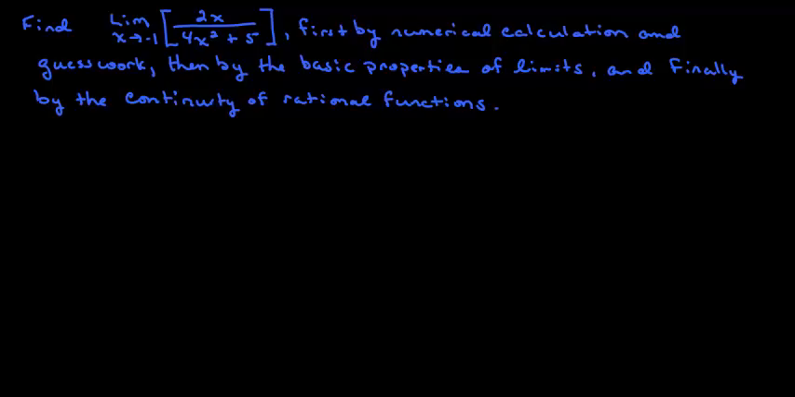So what they want you to do is generate a table of values, and we'll use that to try to determine the limiting value. So what I'm going to do is look at x values that are close to negative 1, and look for a trend. I'm going to go from both the left and the right side.